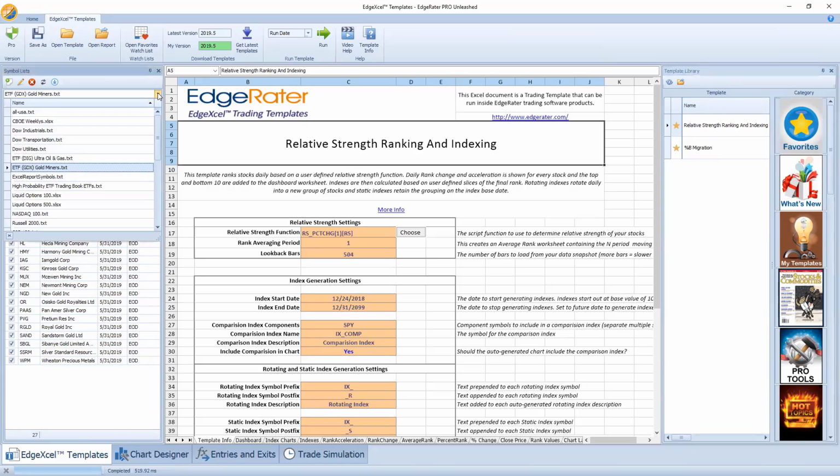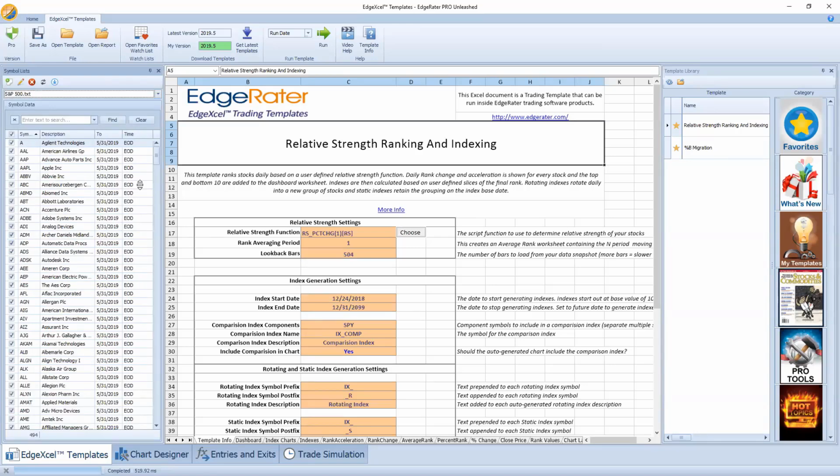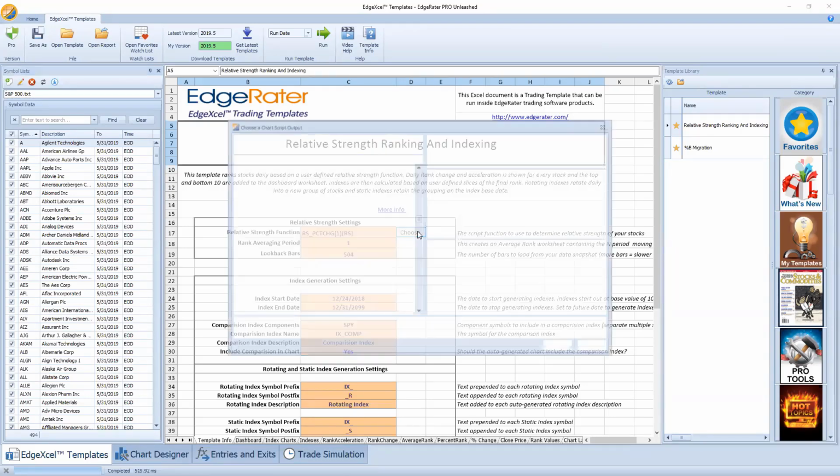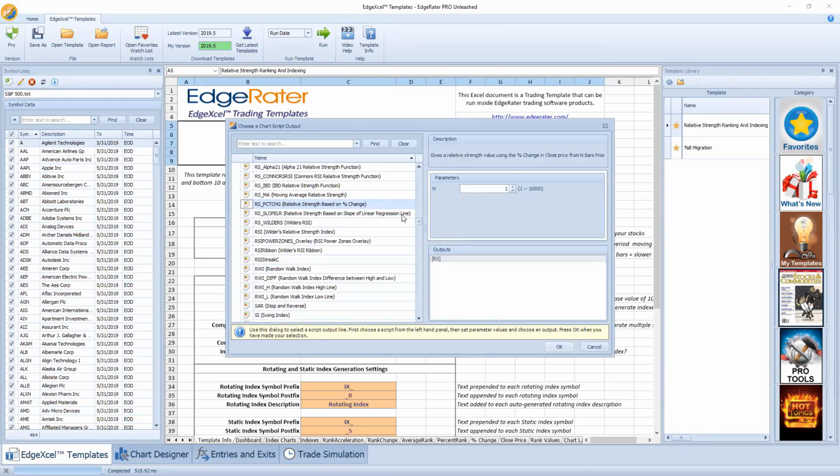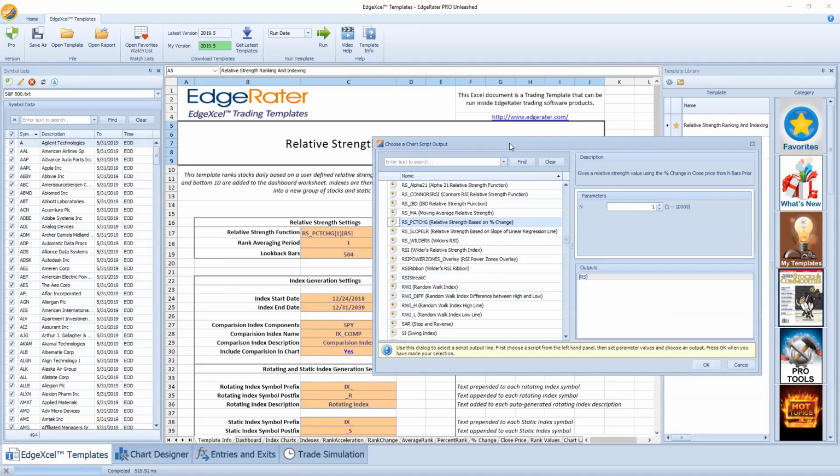I will make one change. I'm going to change my list to be the S&P 500. And I'm also going to make another change. Sorry, so I'm going to make two changes. I'm going to choose a relative strength function to run this on. Now, by default, and this is just a random default, it's set to % change as your relative strength function over one day. But I'm going to just select over here the IBD style relative strength. All I have to do is select it over here.